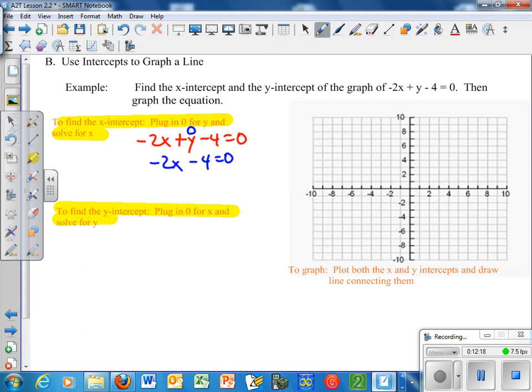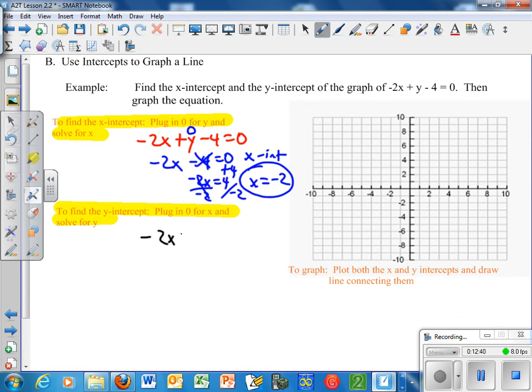And then solve for x. So I'm going to add 4. So negative 2x is 4. Now I'm going to divide by negative 2. So x is negative 2. There's my x-intercept. Let's do the same for the y-intercept. To find the y-intercept, now I plug 0 in for x.